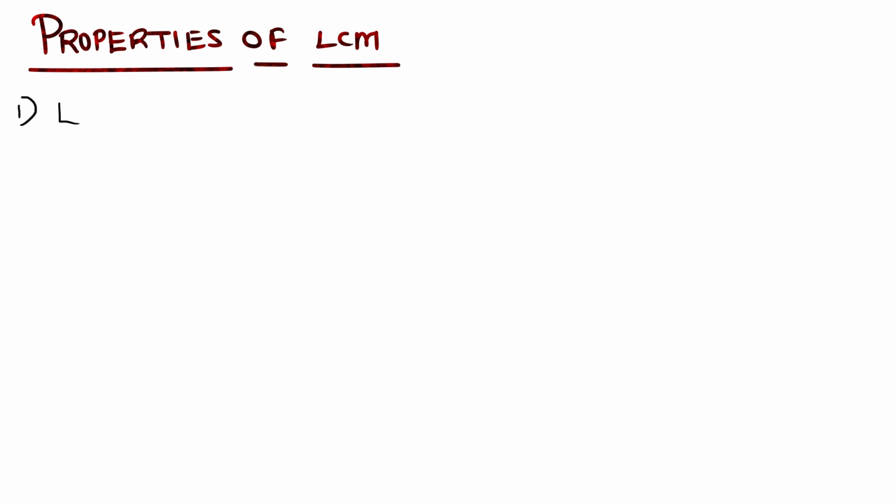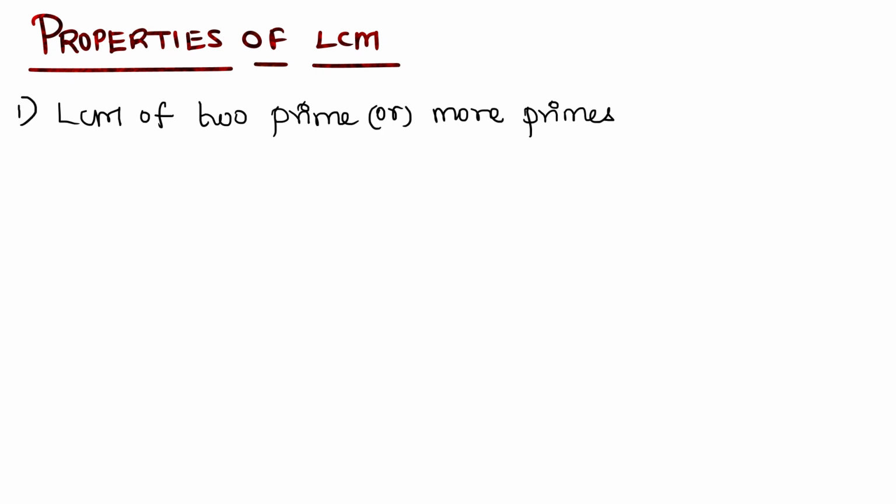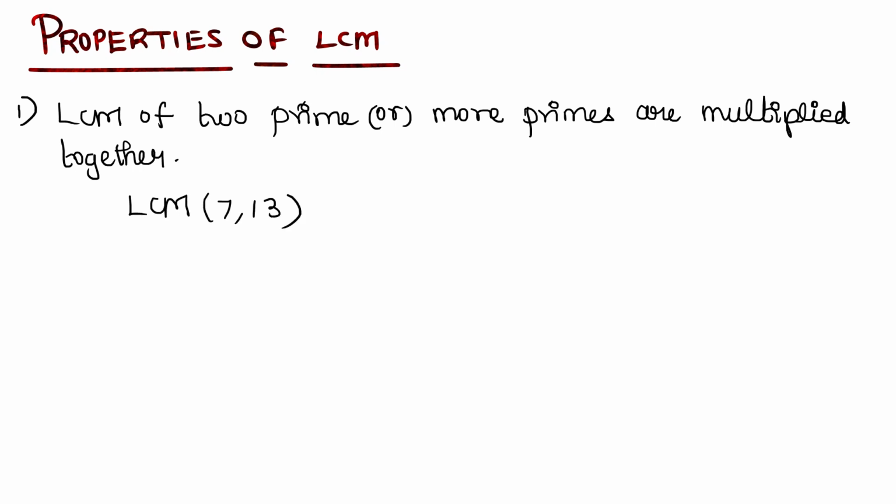The first point we are going to see is about the LCM of two primes or more primes. If you want to find out the LCM of two or more primes, you can multiply them together. For example, when I'm finding out the LCM of 7 and 13, 7 is a prime number, 13 is a prime number. So now I'll multiply 7 into 13, which gives 91. That is, 91 will be the LCM of 7 and 13.